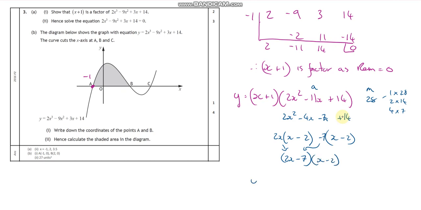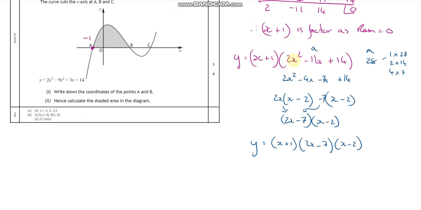So my final answer is going to be y equals x plus 1, 2x take away 7, and x take away 2. That's the fully factorised version, and solving it, I'm saying it's equal to 0. When is it equal to 0? It's equal to 0 when any one of these brackets equals 0, and that would be the roots of the equation. So x would be equal to negative 1, x would be equal to 2, so that's maybe 2 over there.